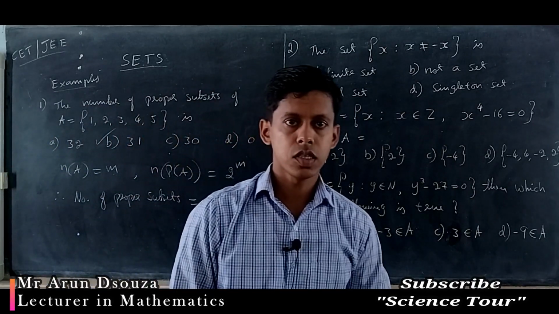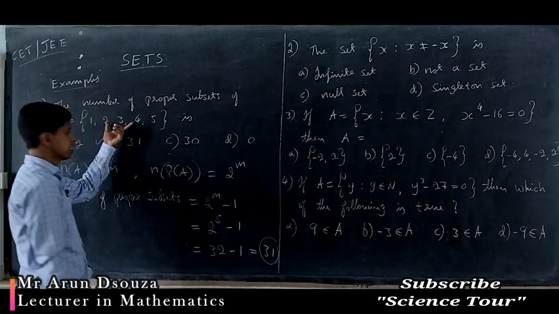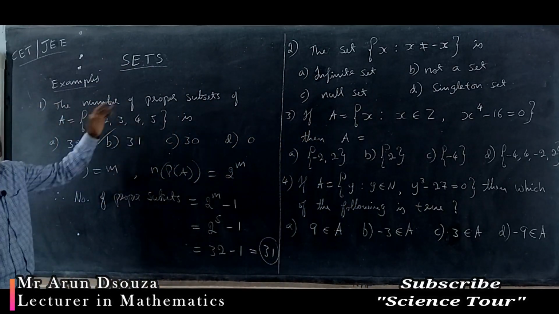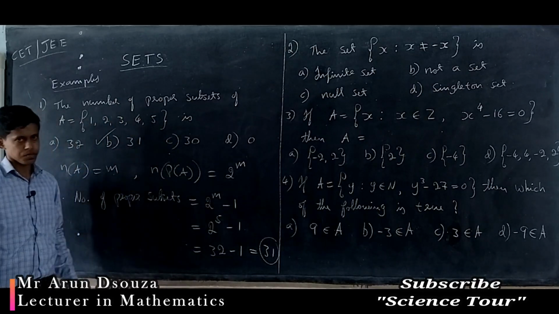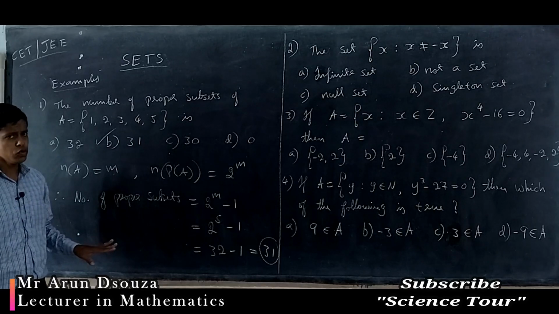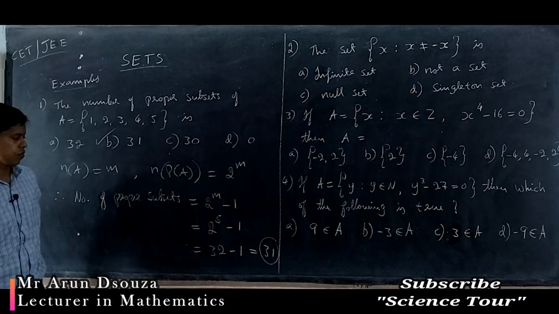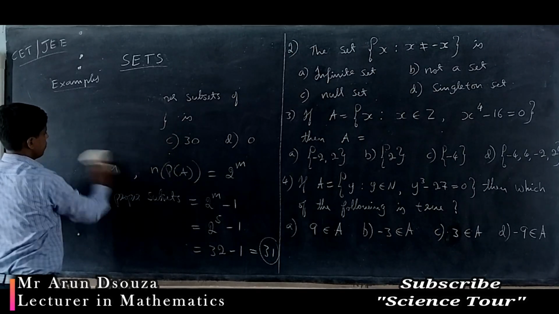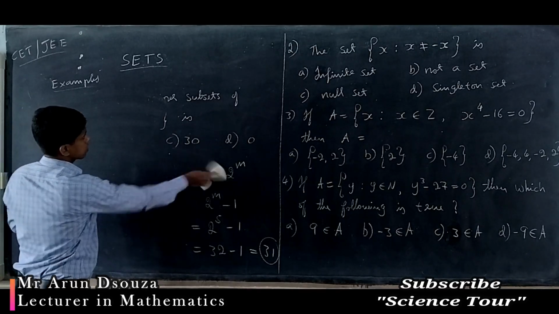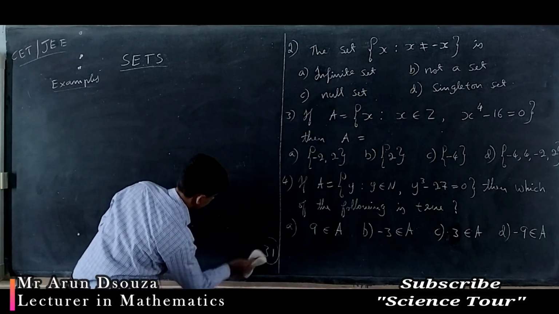I hope you understood the meaning of proper and improper. Improper is only one, which is A itself. All others are proper. So except one, all are proper. Total subsets are 32. Out of that, one is improper. So the proper are 31. Well, so that is about the first example. Now let's move on to the next question. Let's jump to the second one.